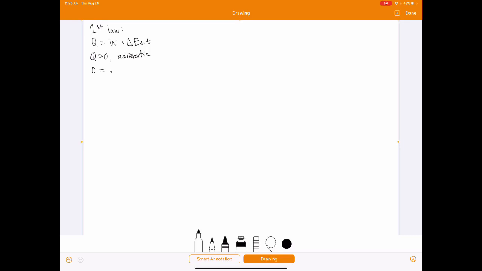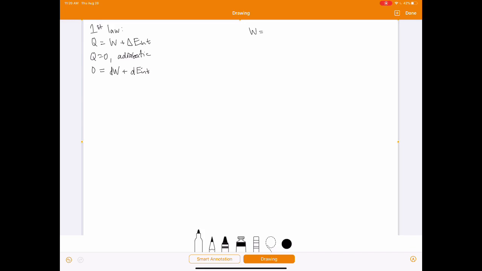So for work, I'm going to write dW. It just means a tiny infinitesimal amount of work. And for internal energy change, I'm going to write dE internal. Again, just think of a tiny infinitesimal bit of internal energy change. Okay, so what do we know about work?